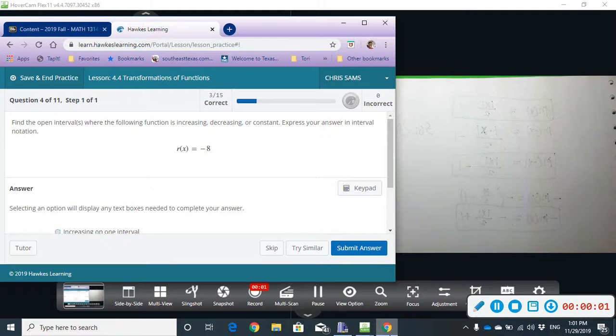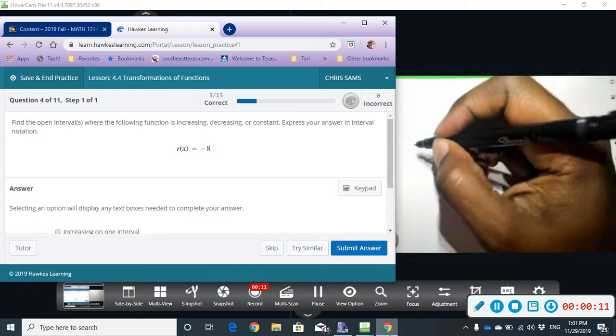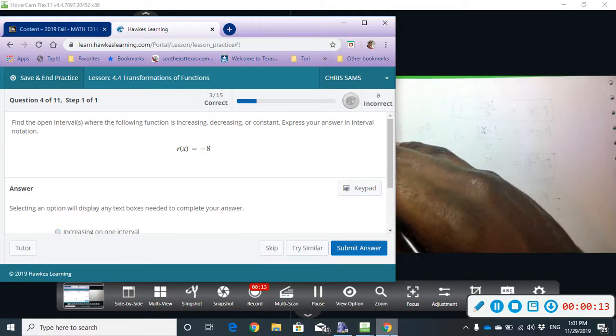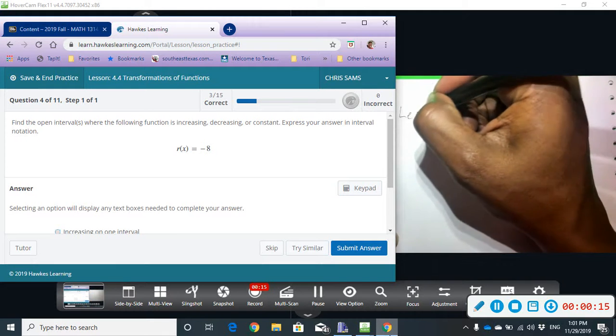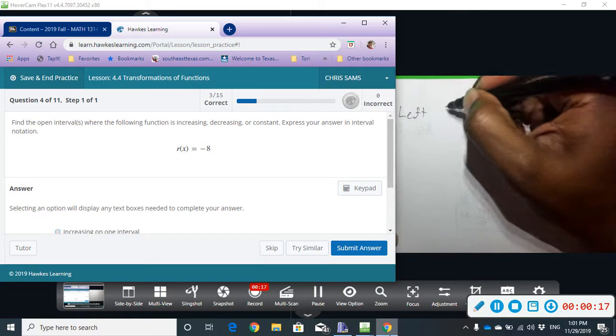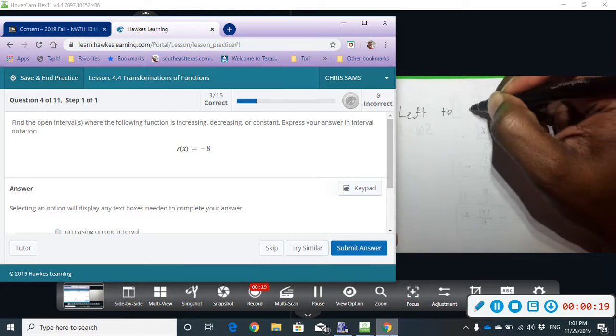Alright, question number 4. We want to find intervals where the following function is increasing, decreasing, or constant, and we want to express our answer in interval notation. Okay, so here's what you need to know. We're going to read a graph from left to right, just like we would read a sentence or statement.